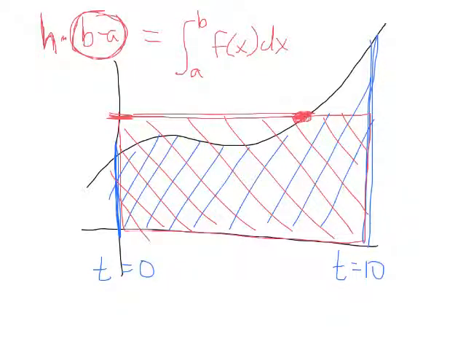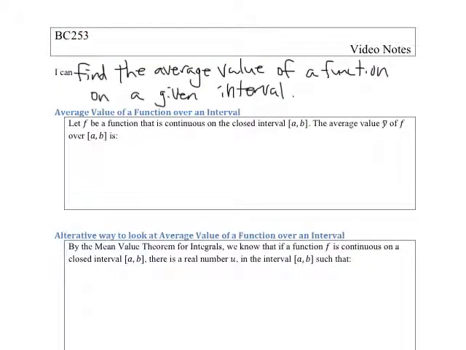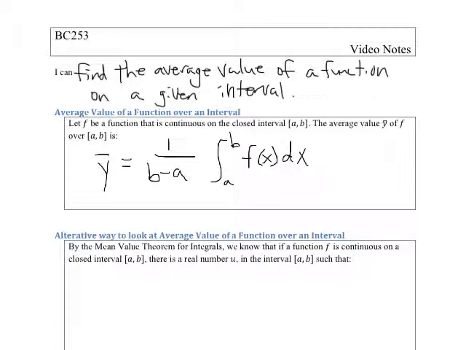Let's take a look at that on our notes page. If we have a function that's continuous on the closed interval, like we discussed, the average value of the function, which some people call y bar, is equal to 1 over the width of the rectangle times the integral of the function over that interval. It's a pretty straightforward formula, especially if you understand how it was derived.